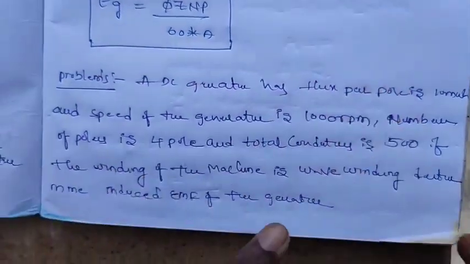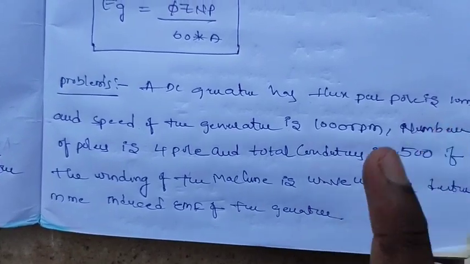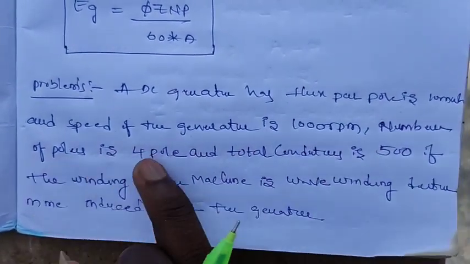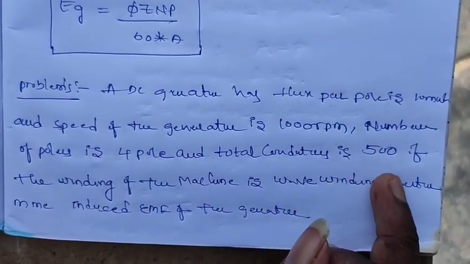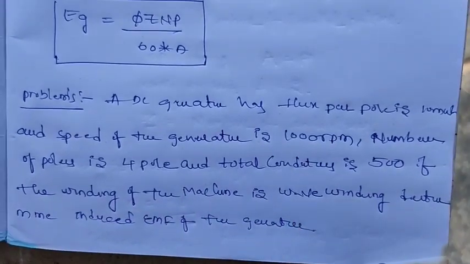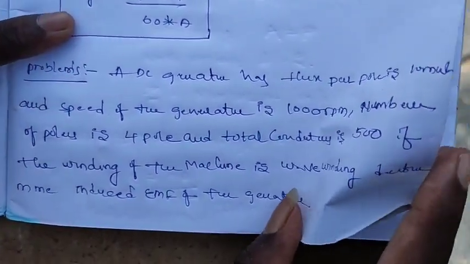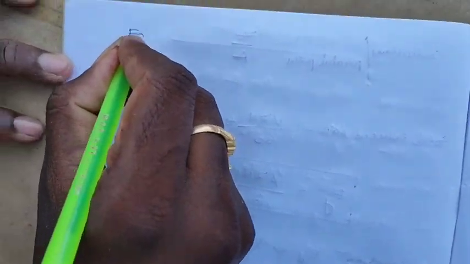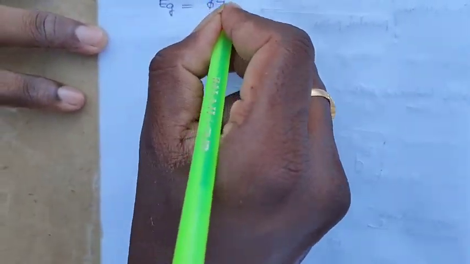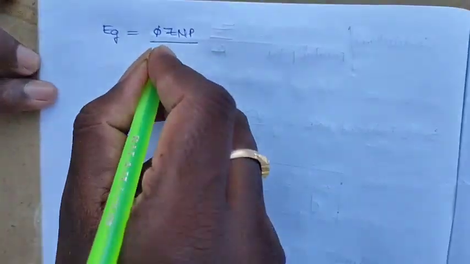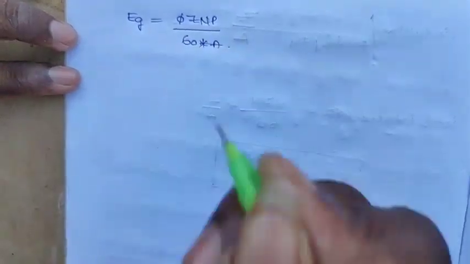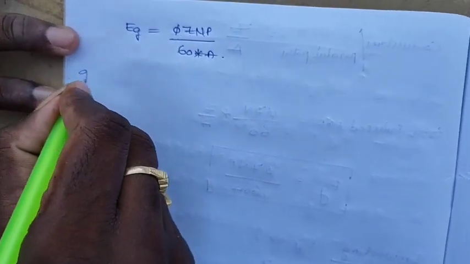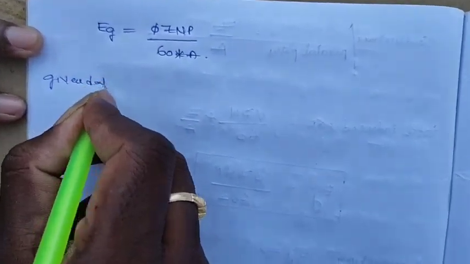This is the problem they have given. The flux per pole, the speed of the generator, the number of poles and the total number of conductors are given, and the winding of the machine is wave winding. The formula for EMF is Eg = φZNP/60A. First of all, write the formula, that is Eg = φZNP/60A. Just write it, and after that write the given data.